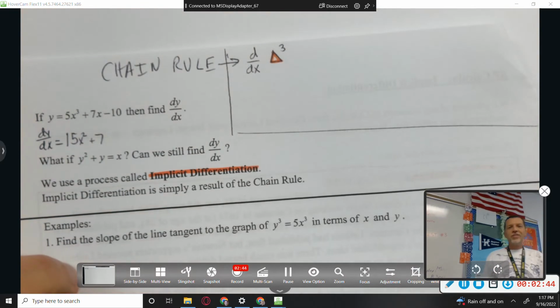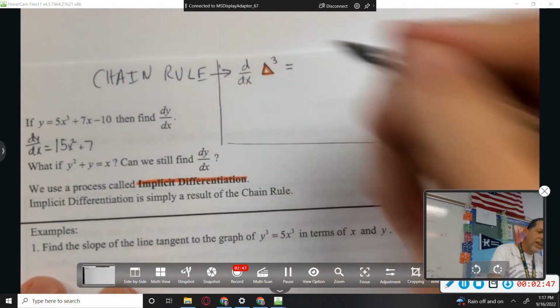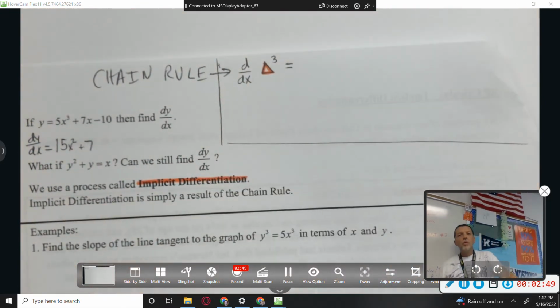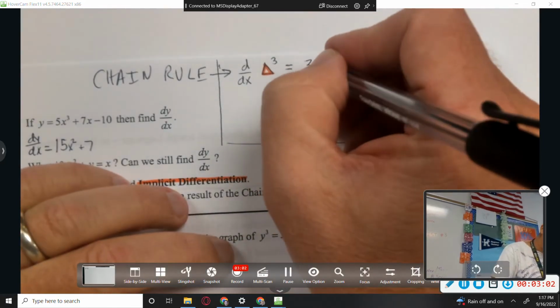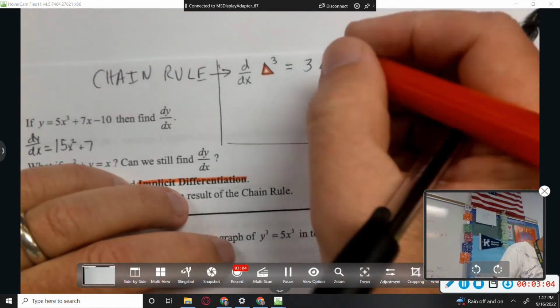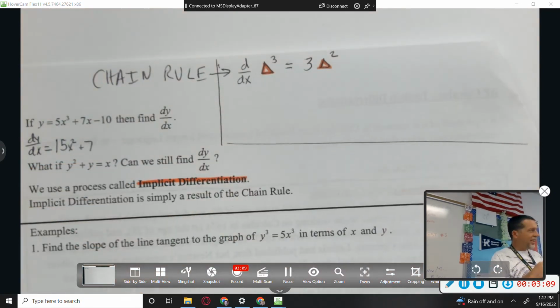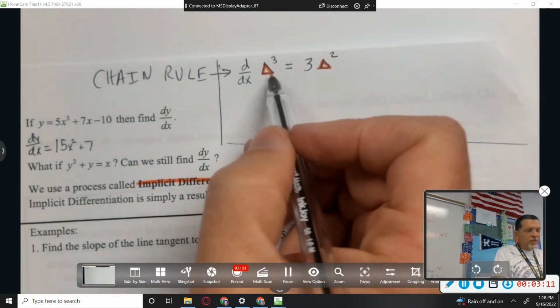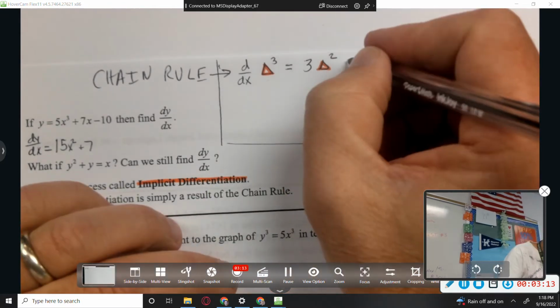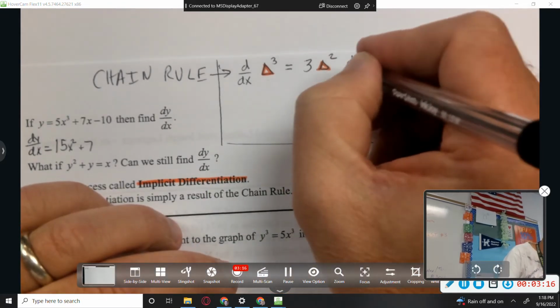Your triangle doesn't need to be orange, but it just makes it more fun. What would the derivative of the orange triangle cubed be? Think about the power rule. 3 orange triangle squared. But that's not it, because we don't really know what the triangle is. So we have to chain that onto the derivative of the orange triangle.